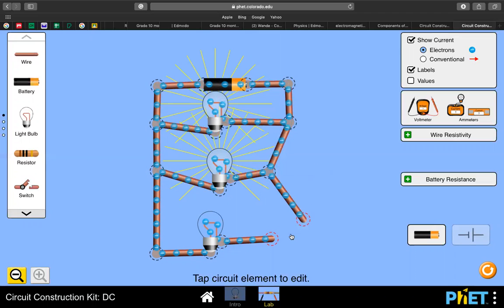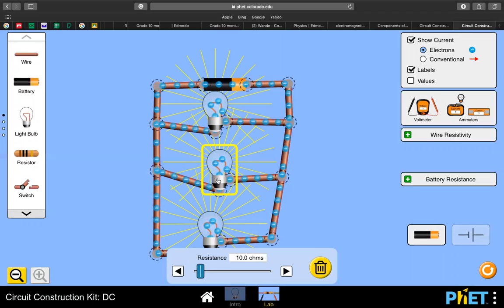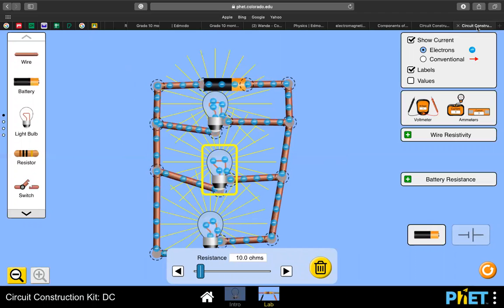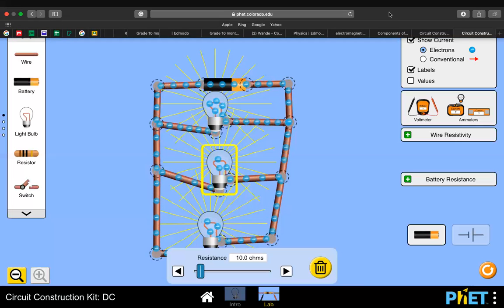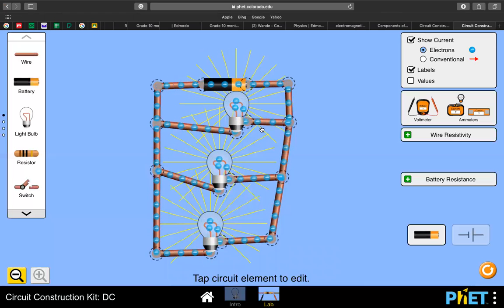Now tell me, how many paths does current have to flow now? Over here it was one. It was just one path. Now how many paths does current have to flow? Just give it a try. Give it a chance. Three, exactly. Current now has three paths to flow. So we see one here, and then we see two here, and three here.